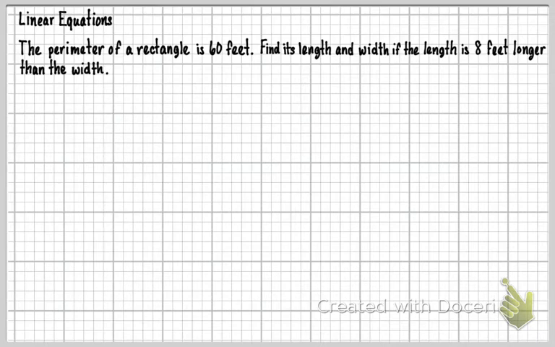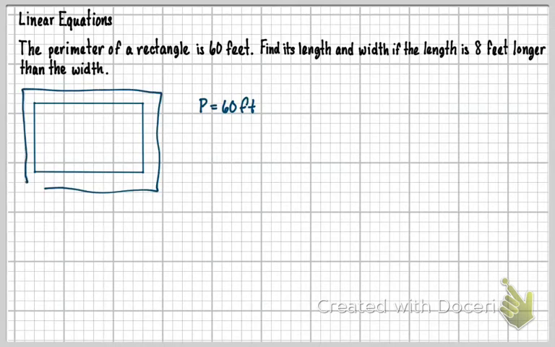Okay, so we're dealing with a rectangle. So let's draw a rectangle. And it says the perimeter of the rectangle is 60 feet. So I'm just going to write that down. P equals 60 feet. And remember what perimeter means. That's the distance around it. So if I go all the way around it, that's my perimeter.